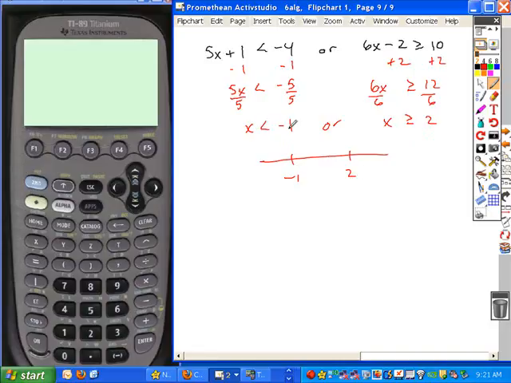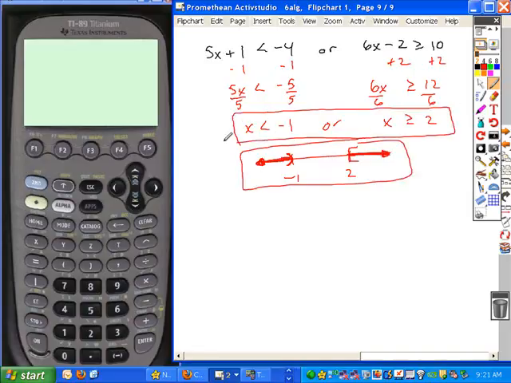X is less than -1, so everything less than is to the left, so that's true. And is there a parentheses or bracket here? Parentheses because it's not included, there's no equal to. At the critical point of 2, x is greater than that, so all the points that are greater than fall to the right, and it's a bracket. And so here's your graphical notation, here's your inequality notation. In this one, you'll actually use the word OR to separate them.